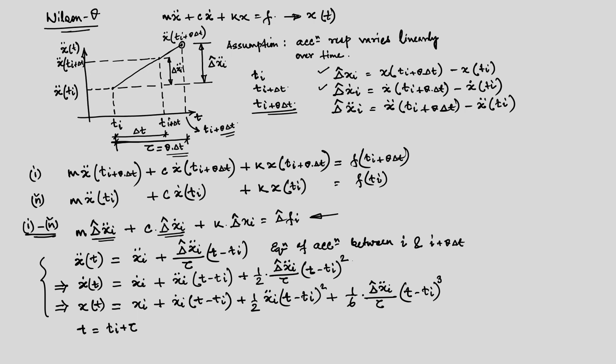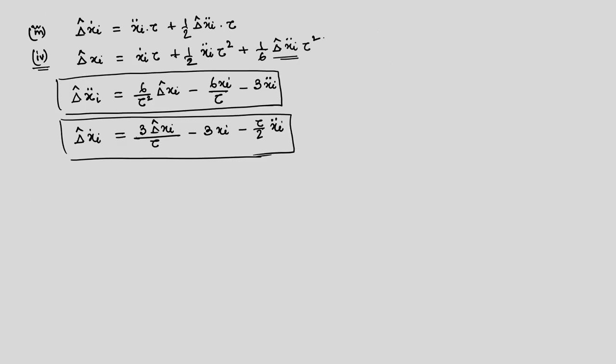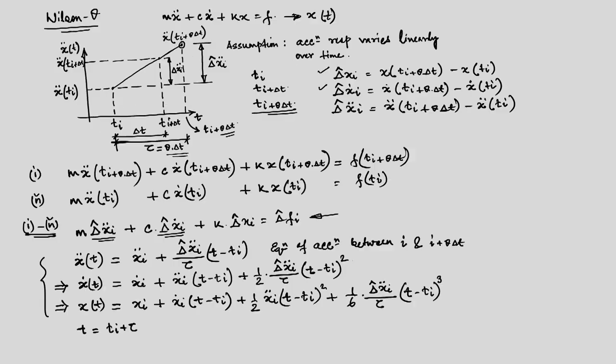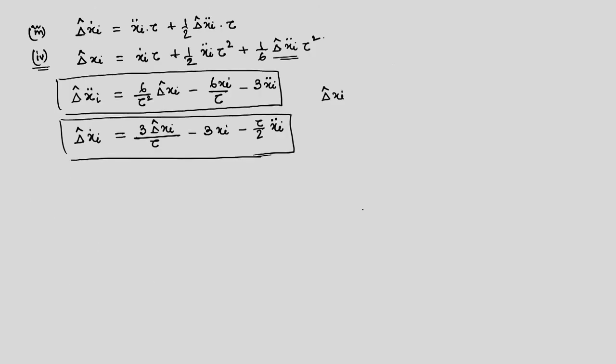Now, if you look at these two expressions, in both cases, what is the unknown? The only unknown is delta x_i hat. So, the next task you can easily sense: we will use these two expressions back in the equation given here. So, that we will do in a minute. The moment we do that, we will see the effect of that.